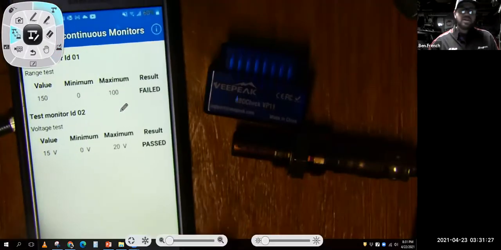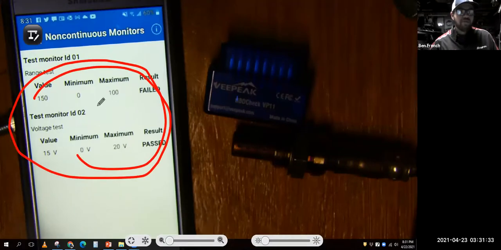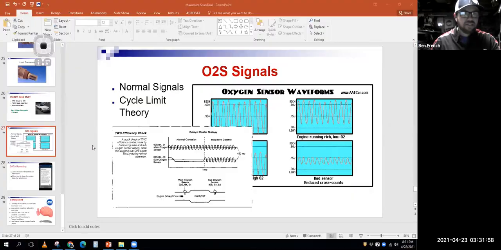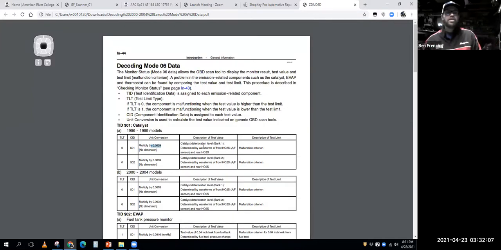So another place you could go to find out about the catalyst would be to look up the mode 6 data and see how much it failed. So this one says its maximum is 100 and we got a value of 150. The test monitor is 01. Okay. So you'd have to search to identify, well, what is that TID? What is that test ID 01? I'll go back to the computer. Okay. That's the catalyst, and it tells me information about that. So another place I could go to figure out, if the catalyst monitor failed, how bad did it fail? Did it barely fail?